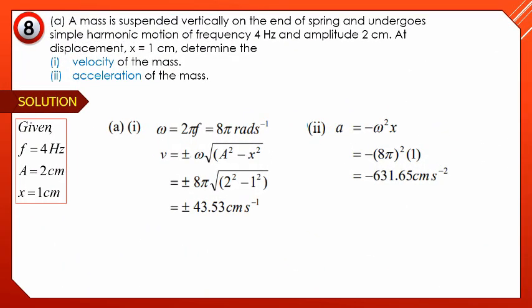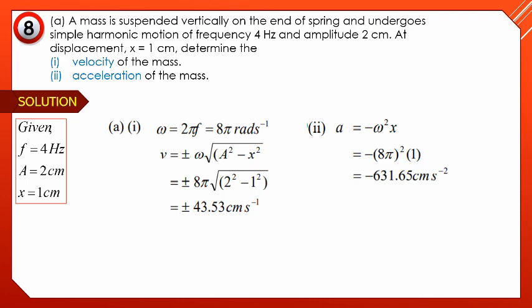Question number 8 is related to the simple harmonic motion chapter. We need to calculate the velocity and the acceleration of the mass that moves in simple harmonic motion. First, to calculate the velocity, we need to find the angular velocity using the equation 2 pi f. Then we substitute into the equation, and we get the velocity of the mass equal to 43.53 cm per second.